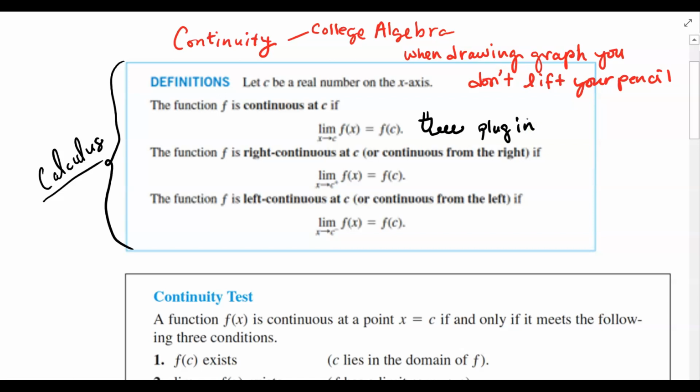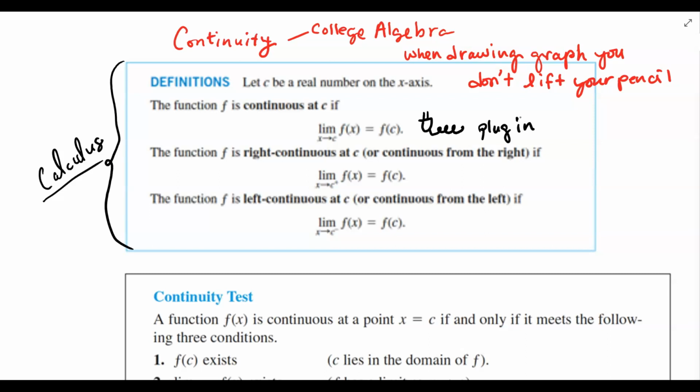But in the event that you can't plug it in, there's a hint there that it's probably not continuous. But you can also verify by looking at the graph, and so long as at that point c you don't lift your pencil to draw it or to trace it, I suppose, then it's continuous. Otherwise it's not continuous, it's discontinuous.